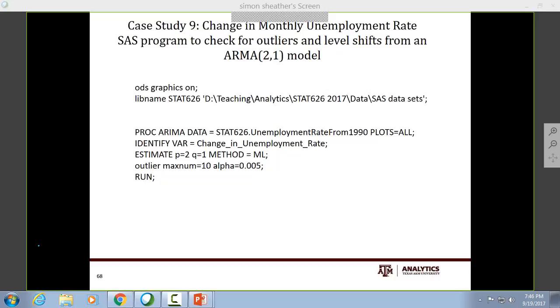Thank you. So let's do, we remember ARMA 1,2 was best and ARMA 2,1 was second best. So let's do P equals 2 and Q equals 1. The same code, we're just saying we want two AR terms and one MA term.